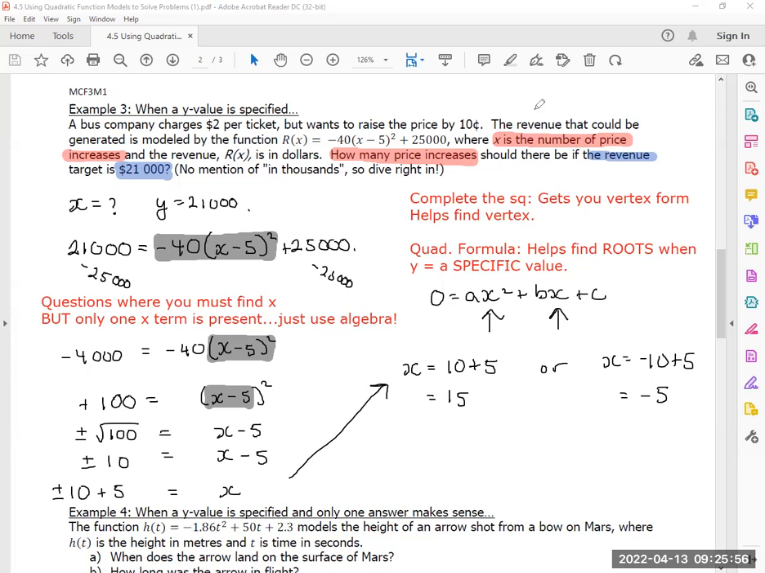X represents the number of price increases. So if I increase the price 15 times, so 10 cents, 15 times, $1.50, right? So therefore, to reach a revenue of $21,000, sorry, the price must increase 15 times.